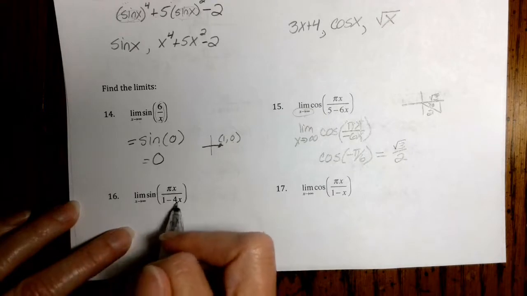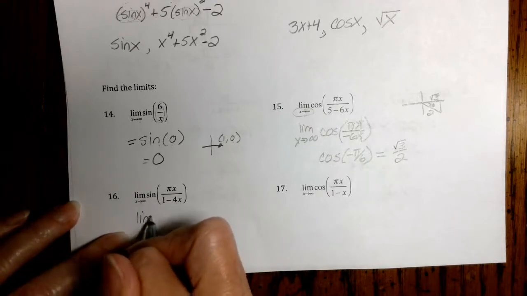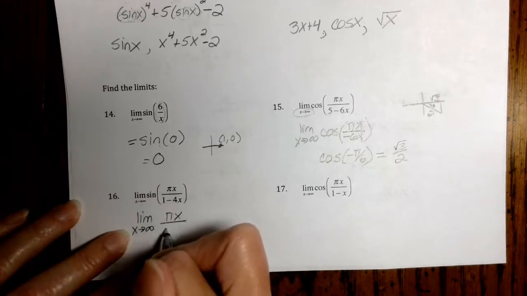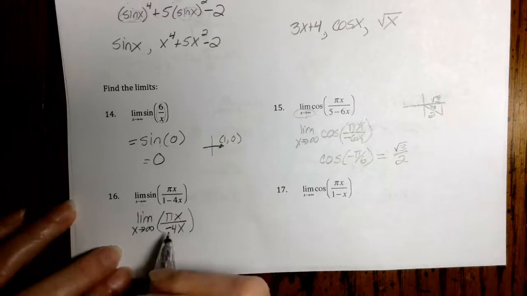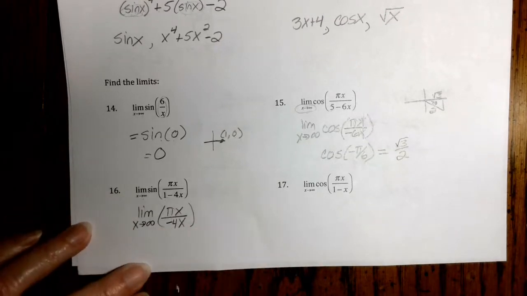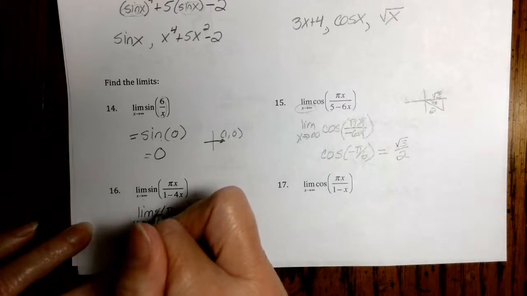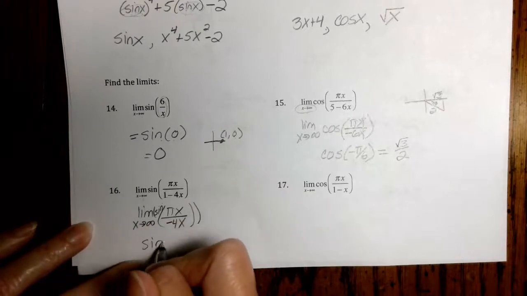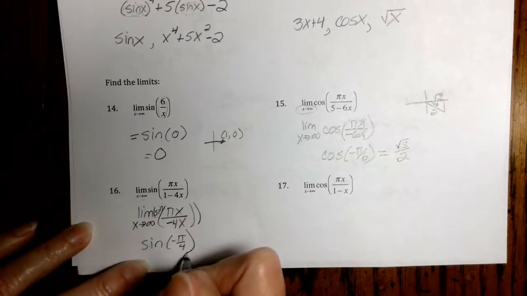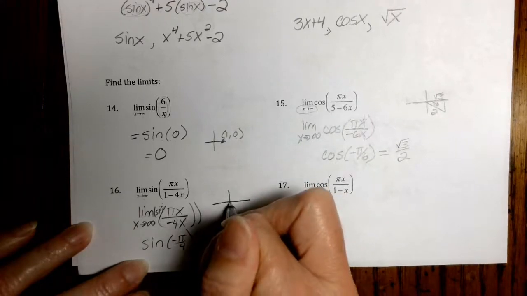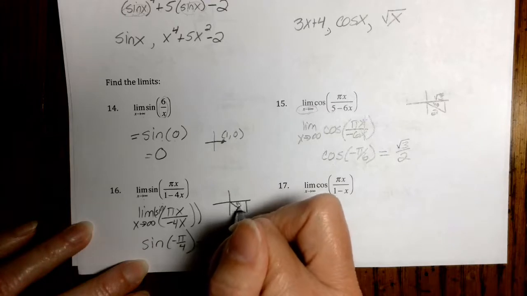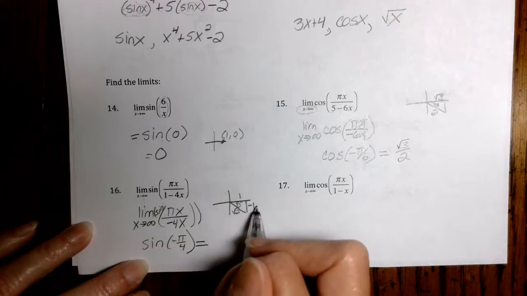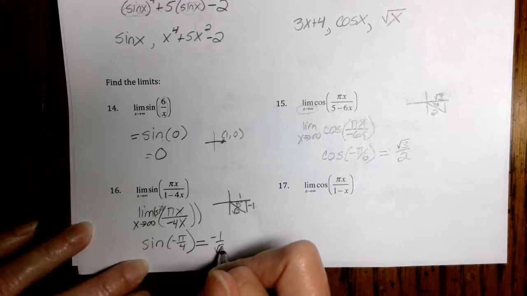Same thing, I see a fraction. I'm looking for the end behavior. I'm going to say the limit as x approaches infinity of pi x matters and negative 4x matters at the ends of the graph. 1 is insignificant. That becomes, oops, I forgot to squeak in my sine right there. That becomes the sine of negative pi over 4. My picture, 45 degrees dropping down, negative 1, 1, root 2. Sine is opposite over hypotenuse, negative 1 over root 2.